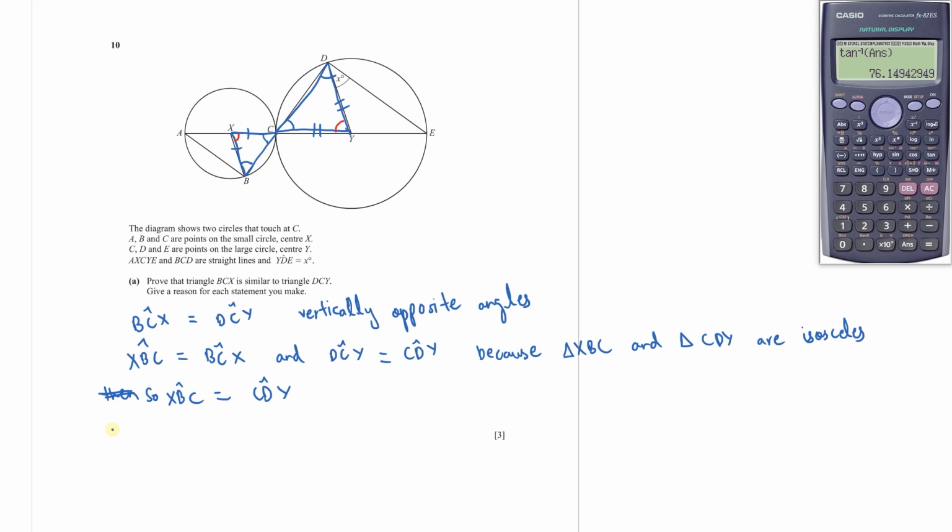So that means BXC will equal DYC, which is the third angle in the triangle. So that means all three angles are equal. That means triangle BCX and triangle DCY are similar.